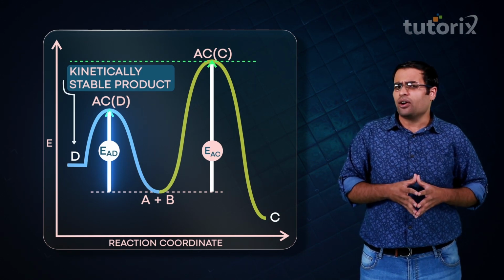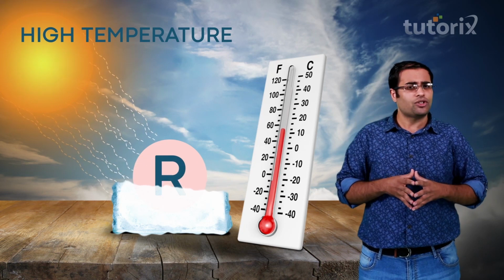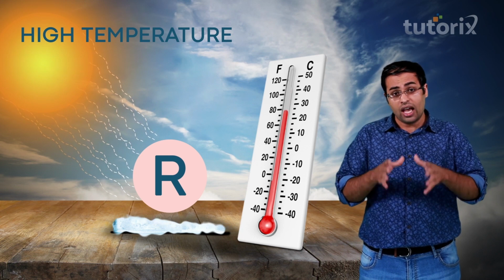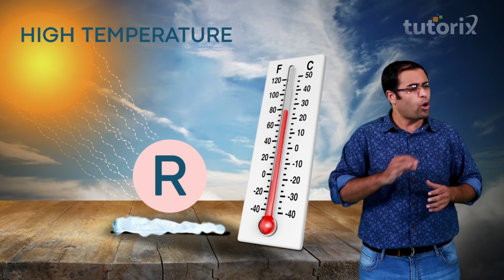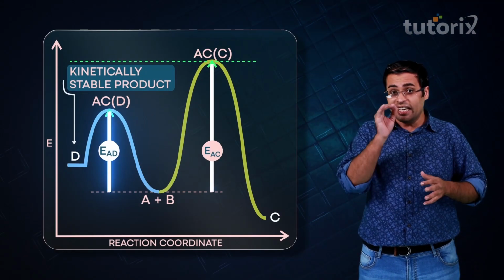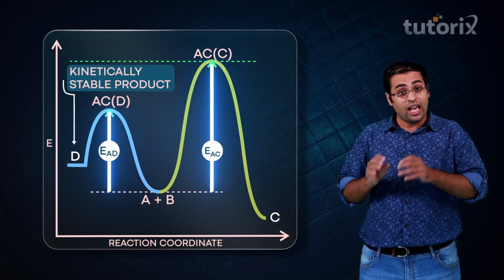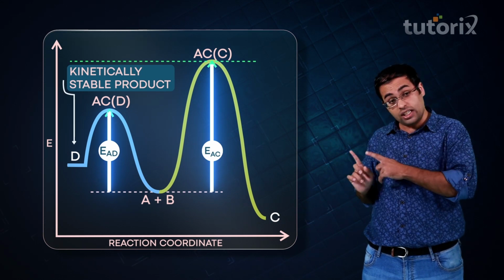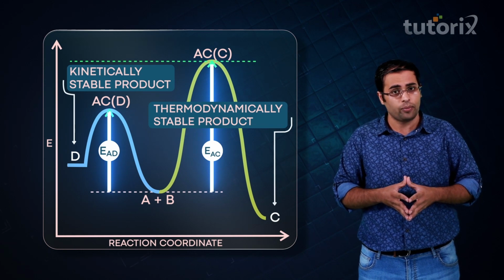Now let us understand what happens when the temperature is increased. So at high temperature, we have a large amount of energy available to us, right? And because we have a large amount of energy available, it is possible that the reactants will absorb the higher activation energy EAC and lead to the formation of product C. And that exactly is what happens. And this product C is called the thermodynamically controlled or thermodynamically stable product.